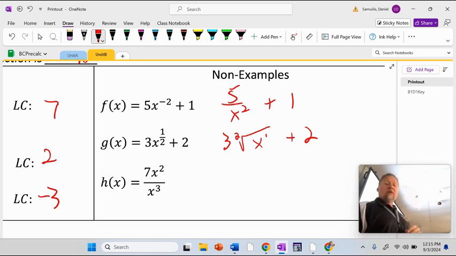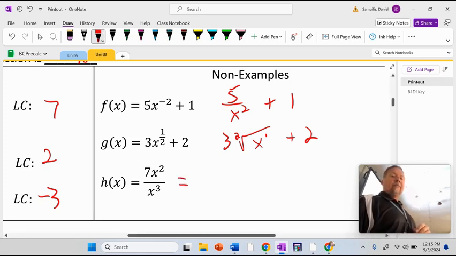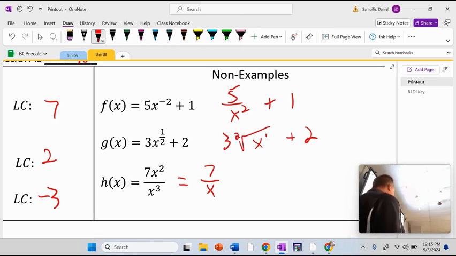Then this last one, where are there more x's, top or bottom? You should just know that 2 of the x's cancel and there's 1 left over on the bottom. This is called a rational function as well. You did not do those last year. You know nothing about those yet. All right, we'll hit those. But we're just saying these are not polynomials. So be careful on that.